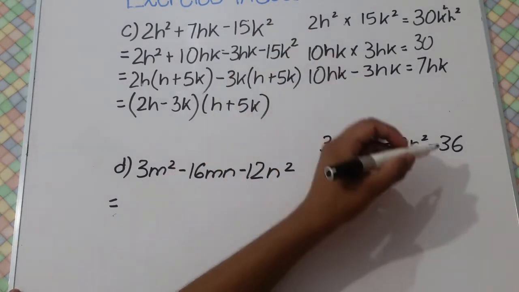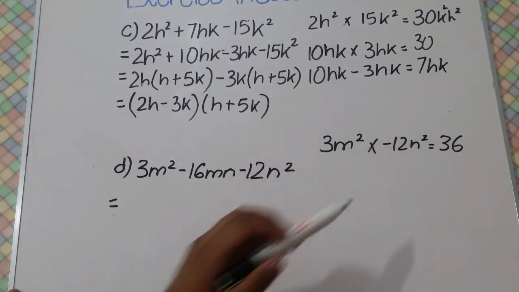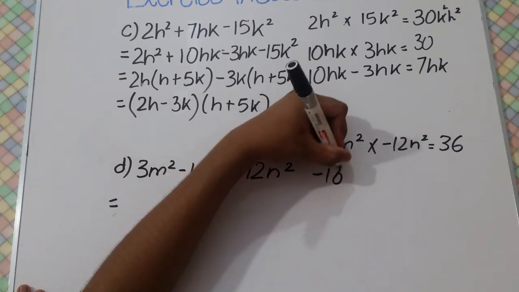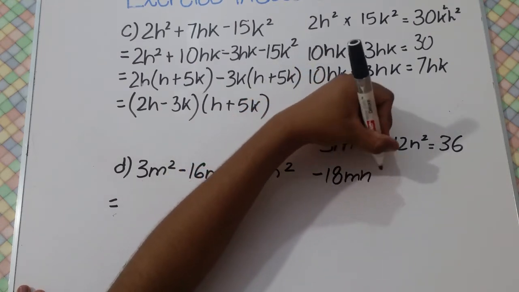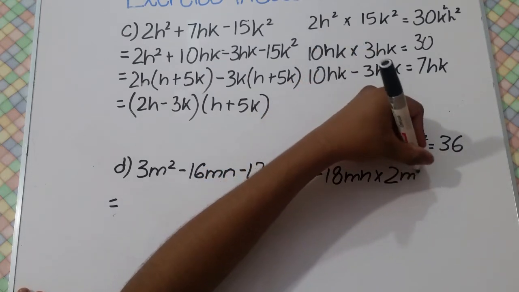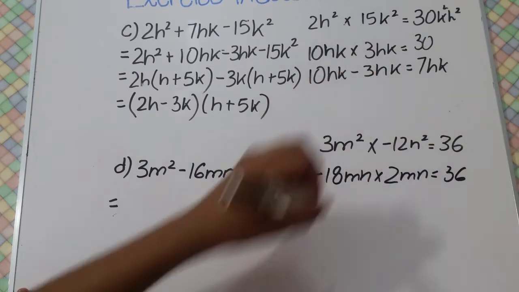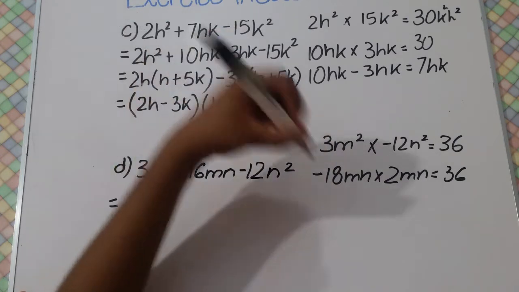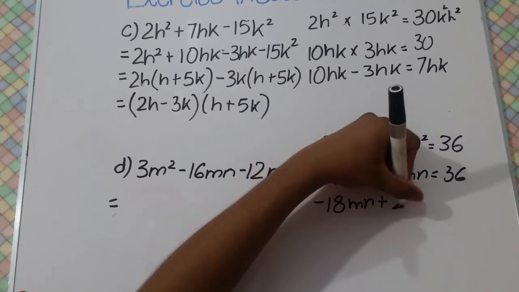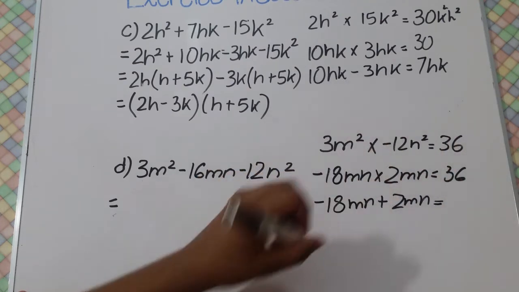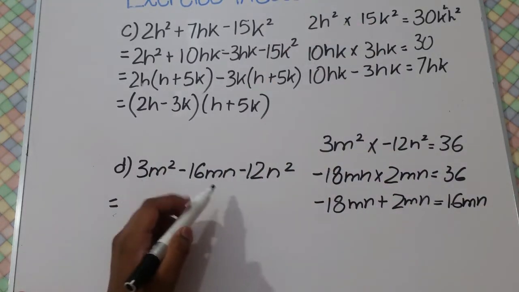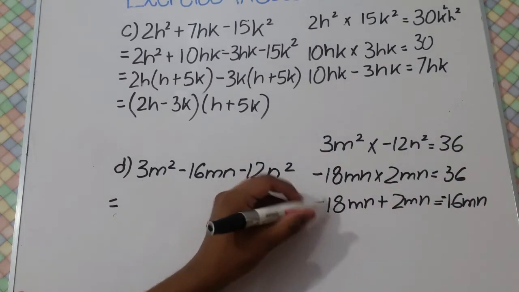Now we need to find numbers which by multiplying give 36 and by subtracting give 16. So if we multiply minus 18mn with 2mn, it is 36 m square n square, and if we subtract them, minus 18mn plus 2mn, minus plus is minus and 18 minus 2 is 16mn, so we get the answer minus 16mn because the first value is negative.